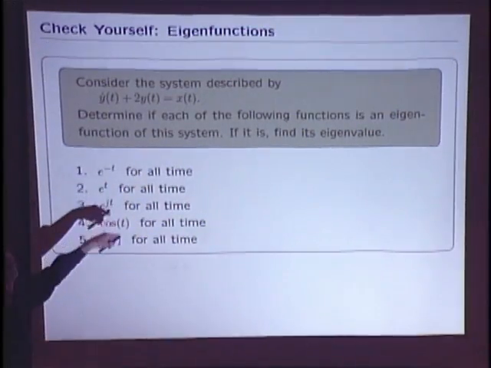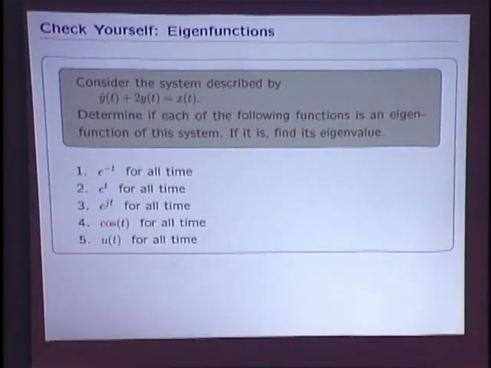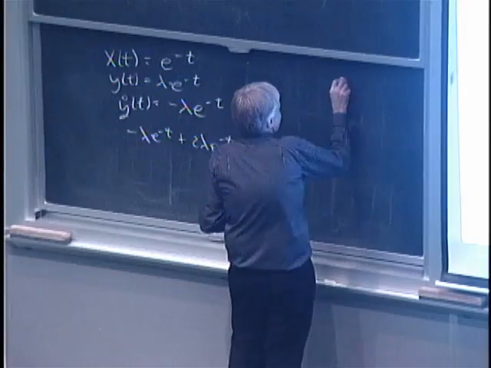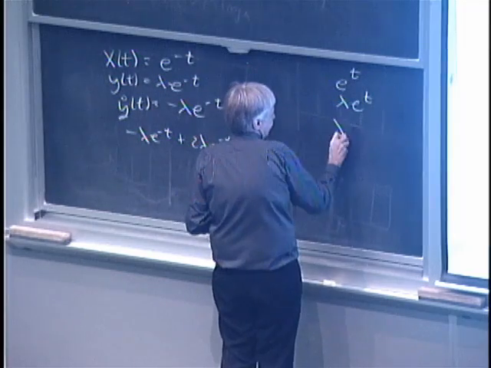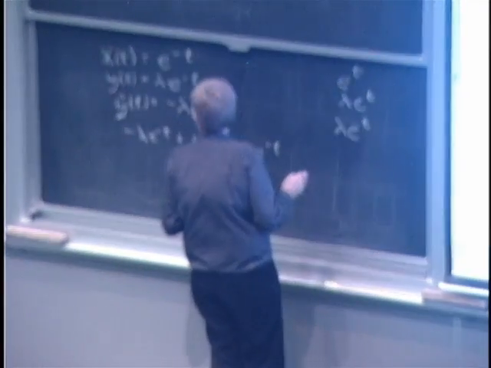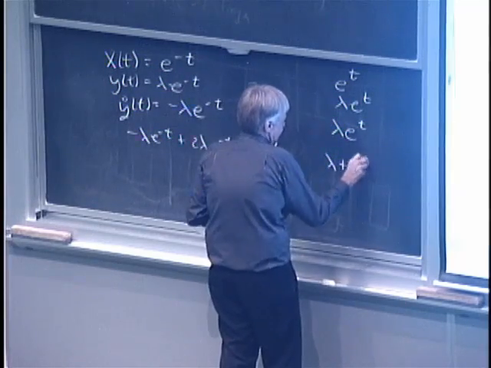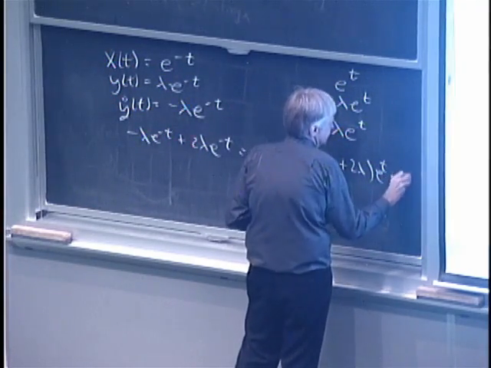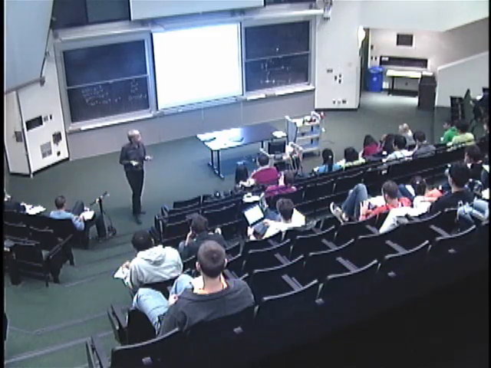How about this guy? Same thing. Lambda comes out the same. What's lambda for the second line? 1/3, yeah. So now we have x is e to the t, y is lambda e to the t, and y dot is lambda e to the t. Did I do that right? Yeah. So now we have lambda plus 2 lambda, e to the t should be e to the t. So lambda is going to have to be a third this time.